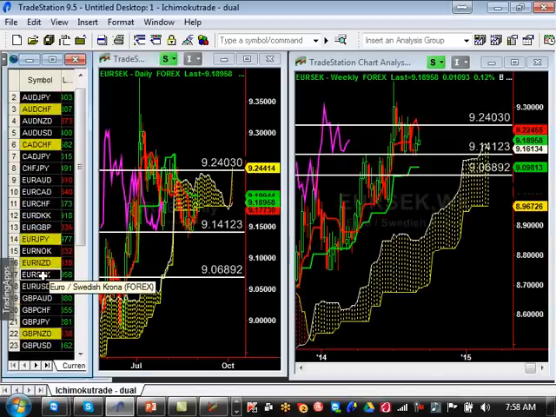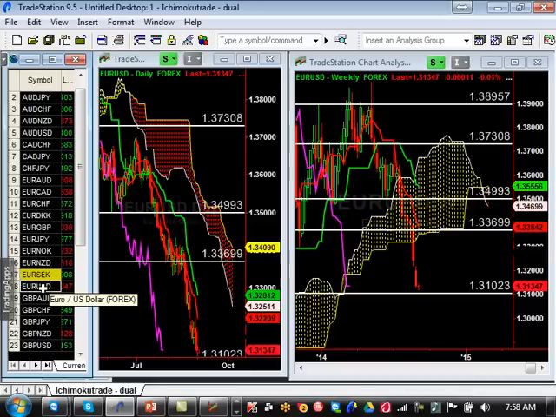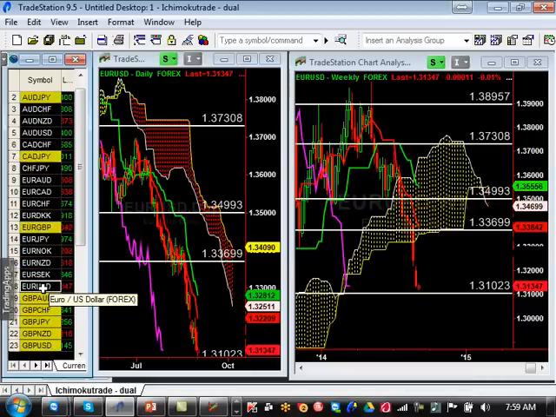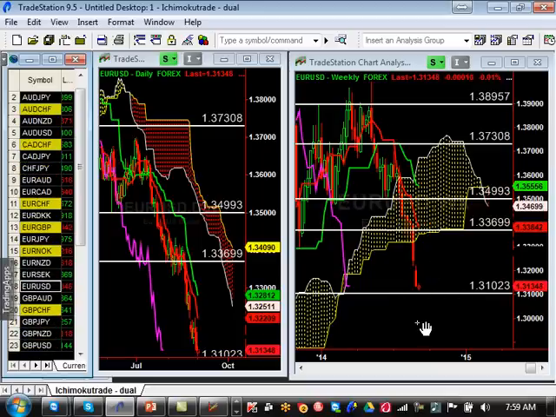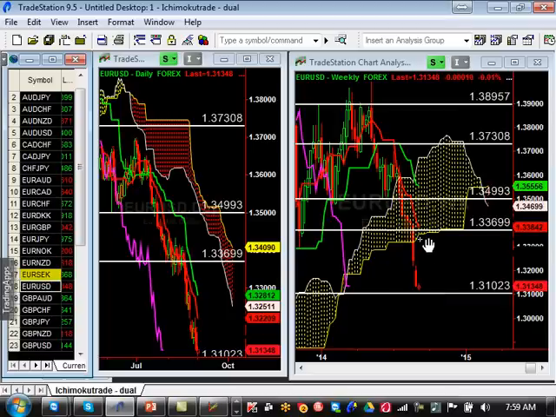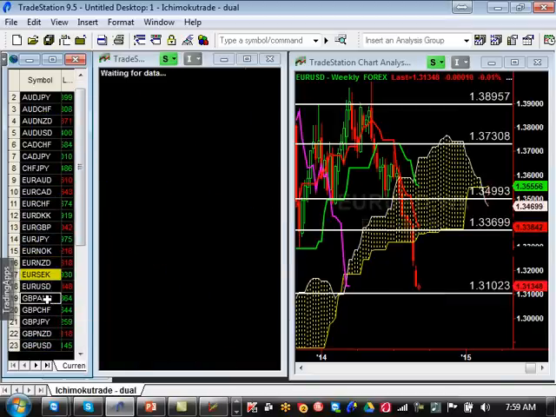Euro SEK is bullish trending on both the daily and weekly. Nothing really to talk about there. Euro USD is basically breaking down here to a point. The probabilities of it continuing this bullish trend here on the weekly are pretty much slim to none now. It will pull back up because this big trend going down has been so drastic, but it will pull back up. But long term, this basically is now going to enter a consolidation pattern or a bearish trend.